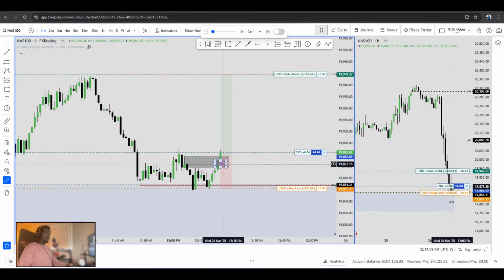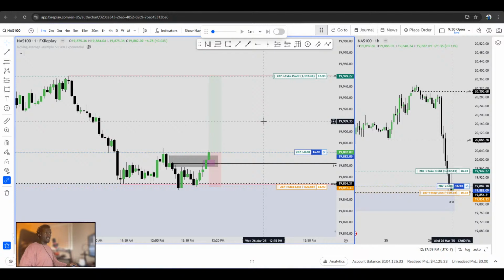So what am I sacrificing? 2.5 if that's where I got filled, but now I got filled over here. So 2.17 is still 2R. That's okay. And then my second entry, I want to try on this fair value gap here, right? Depending on what really happens. So just right there is gonna be my second entry.